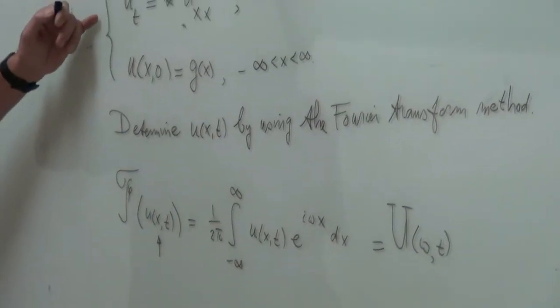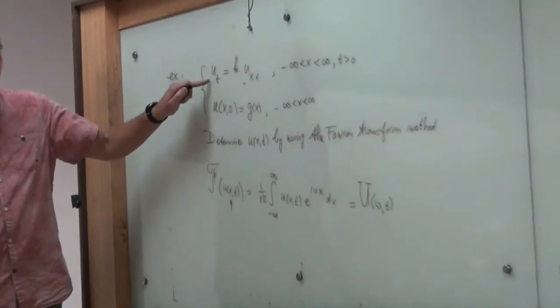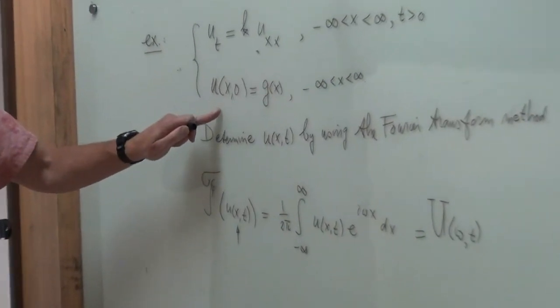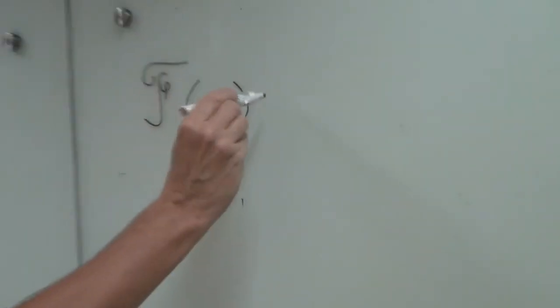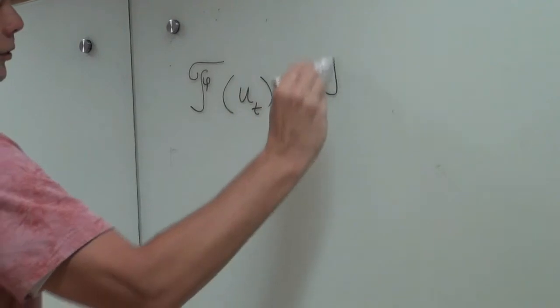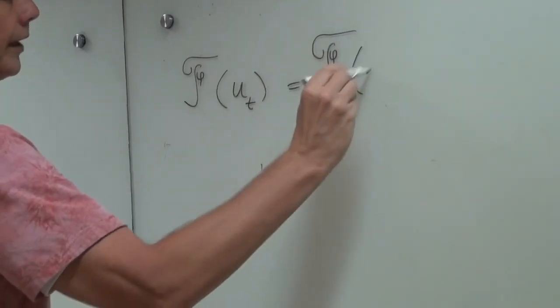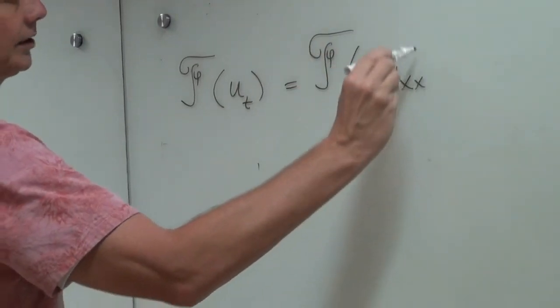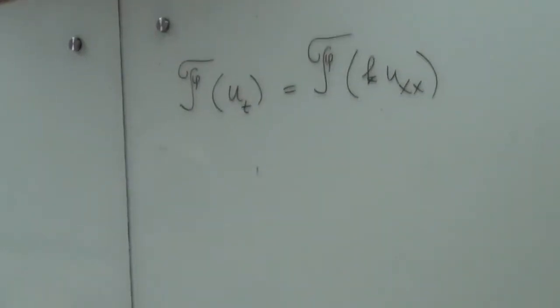So then I'm going to transform my problem with respect to x. So I can transform my PDE and I can transform my initial condition. So let's do that. So I take the Fourier transform of u_t, and that should be equal to the Fourier transform of k times u_xx. So I Fourier transform my PDE. I do on both sides of the equation the same thing. I take an integral, divide by 2 pi.